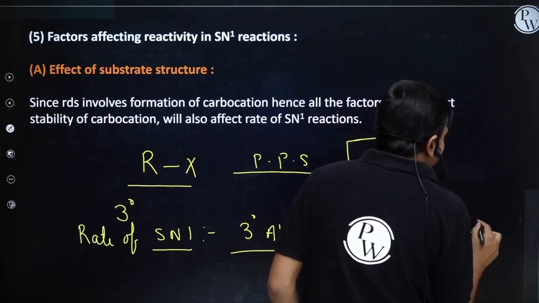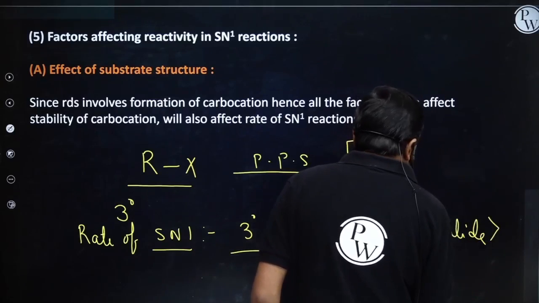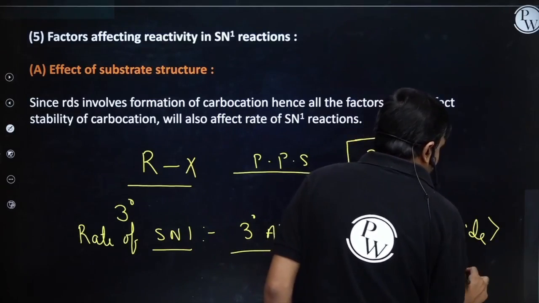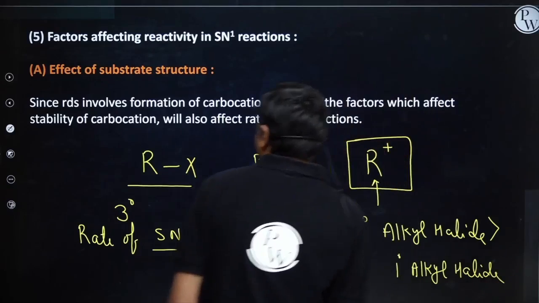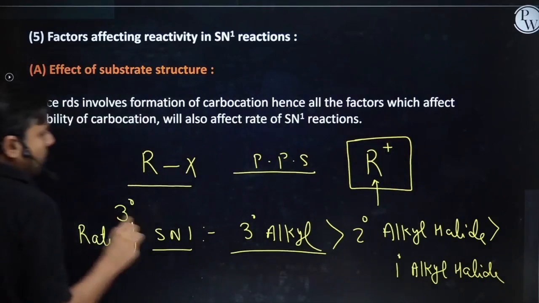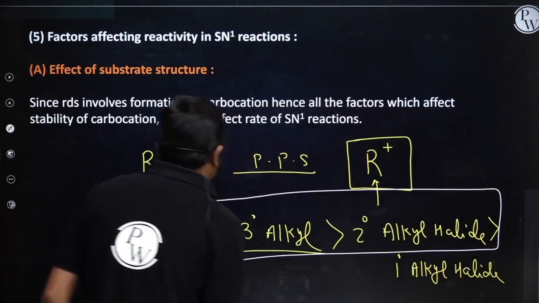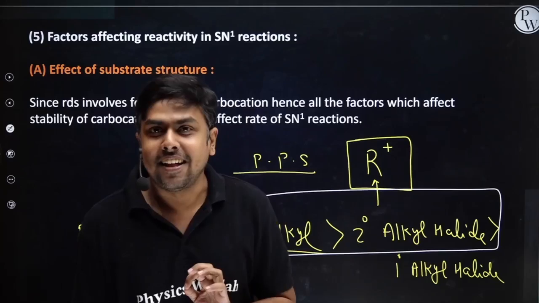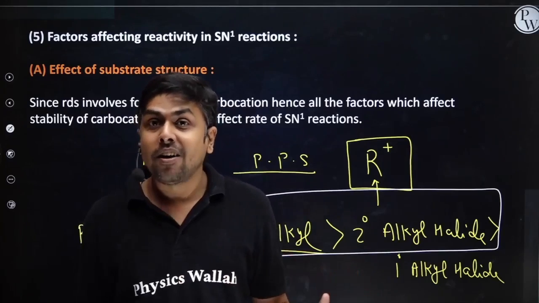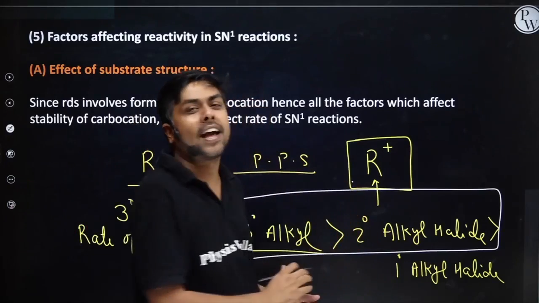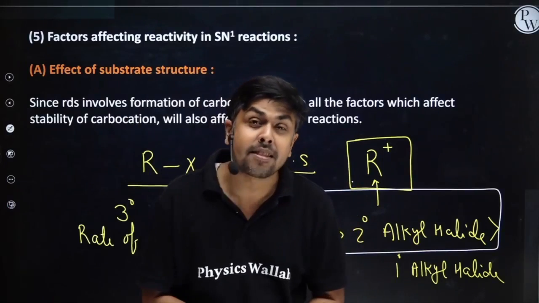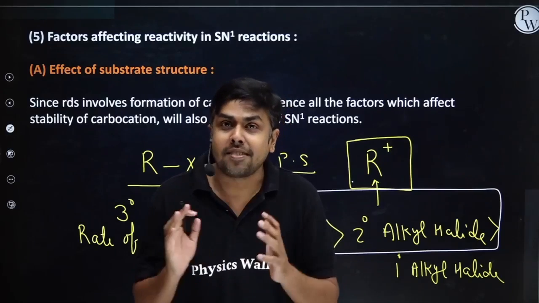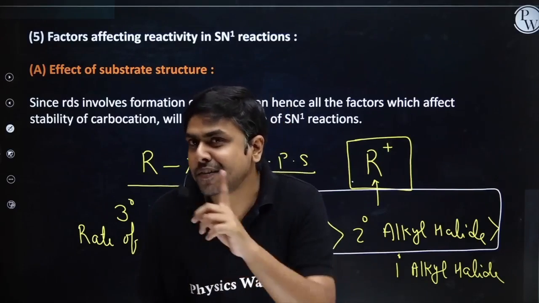In 1-degree alkyl halide, or primary alkyl halide, generally SN1 reaction does not occur readily. SN1 reaction mainly occurs in 3-degree alkyl halide or 2-degree alkyl halide, or resonance stabilized alkyl halide, or where we have a resonance stabilized carbocation, like allylic halides, benzylic halides. In such cases also, this SN1 reaction will occur at a faster rate.